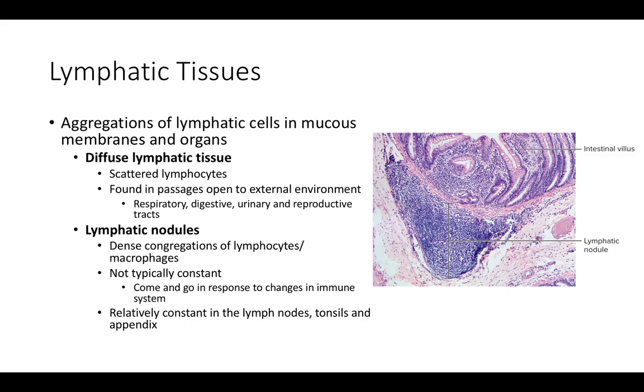Lymphatic nodules, on the other hand, are more dense congregations of lymphocytes and macrophages. You see a picture here, you can see all these cells really densely compact. And they're not typically constant. What that means is these nodules can basically come and go depending on your immune status. If you're fighting something and you need more lymphatic cells, then maybe we find more of these lymphatic nodules. But other times, maybe we find less of them. There are some parts of the body where they're not really constant, but they are relatively constant in places like your lymph nodes, your tonsils, and your appendix.